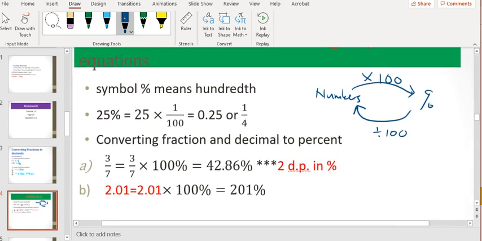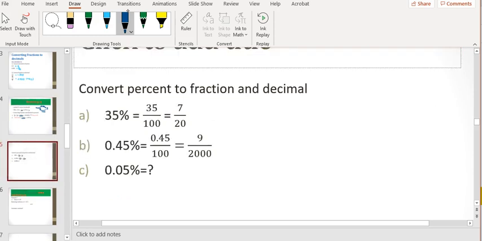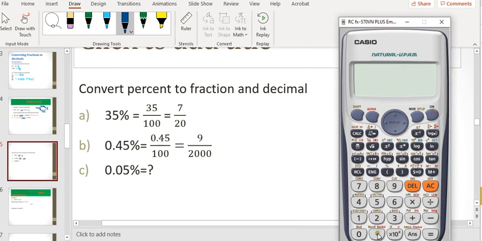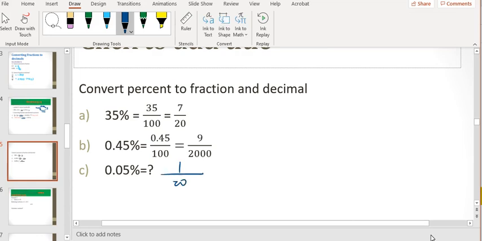Change to percentage, you multiply. Percent to numbers, you divide. So 35 divided by 100, you have this. Same thing, just get your calculator done. 0.05 divided by 100, so you have 1/2000. Simple.